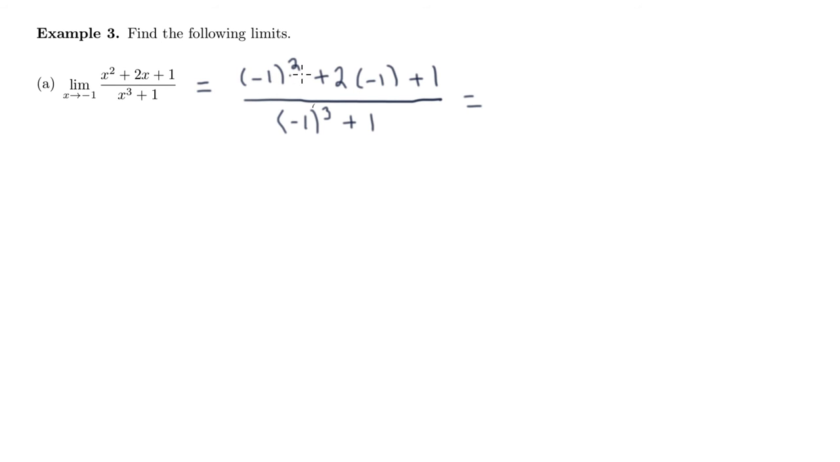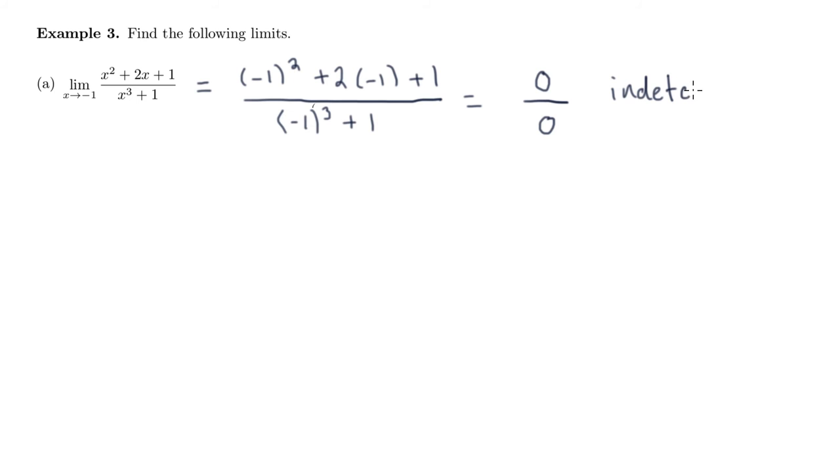So this is 1 minus 2 plus 1, so 0, divided by negative 1 cubed is negative 1, plus 1 is 0, 0 over 0. So we are not so lucky. And you knew all good things had to come to an end eventually. We get an indeterminate form.